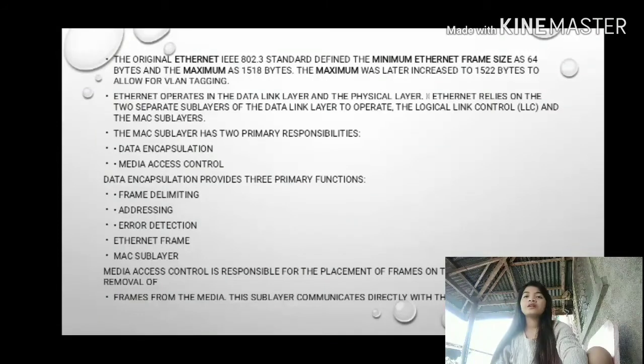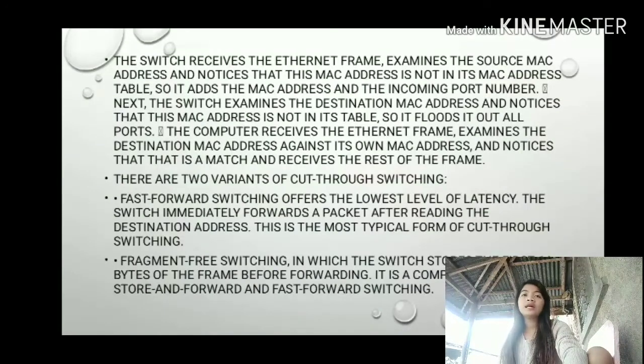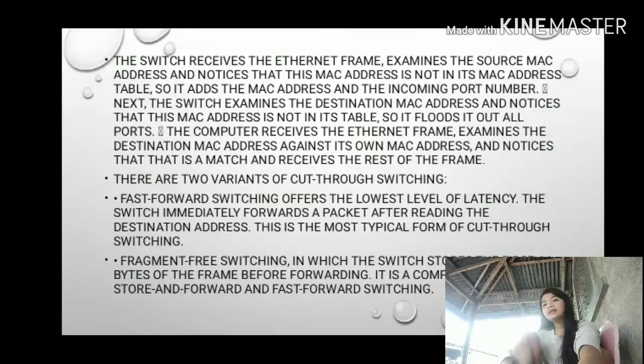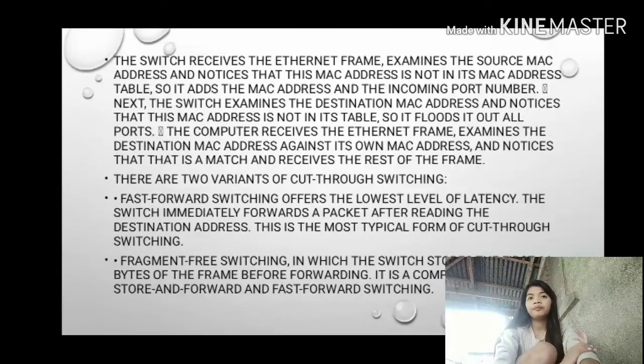The switch receives the Ethernet frame, examines the source MAC address, and notices that this MAC address is not in its MAC address table. So it adds that MAC address and the incoming port number. Next, the switch examines the destination MAC address and notices that this MAC address is not in the table, so it floods it out all ports. The computer receives the Ethernet frame, examines the destination MAC address against its own MAC address, and notices that it is a match, so it receives the rest of the frame.